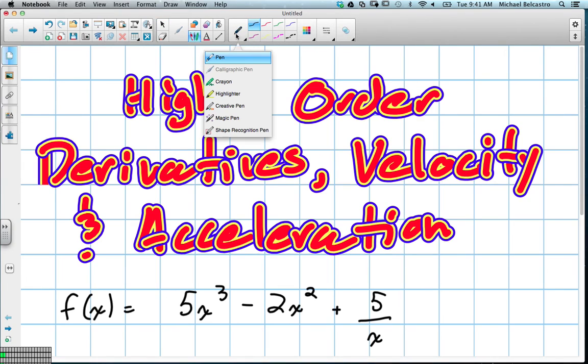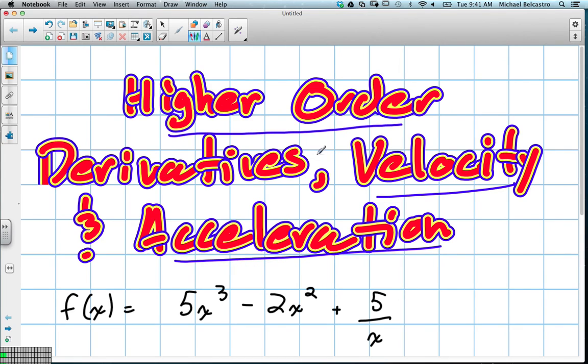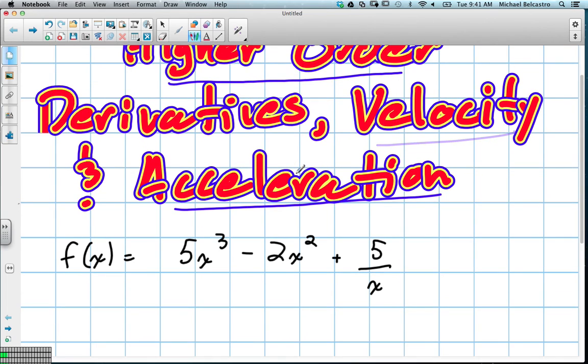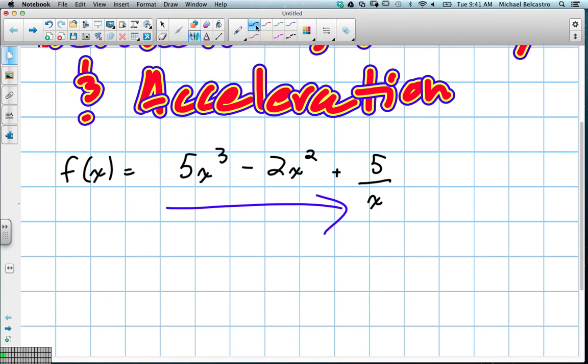Okay, so we're going to go over higher order derivatives, which will help us solve questions involving velocity and acceleration. When we talk about higher order derivatives, what we'll be doing is finding the second derivative of a function. Okay, so we have our function here, and we're going to relate them to velocity and acceleration.